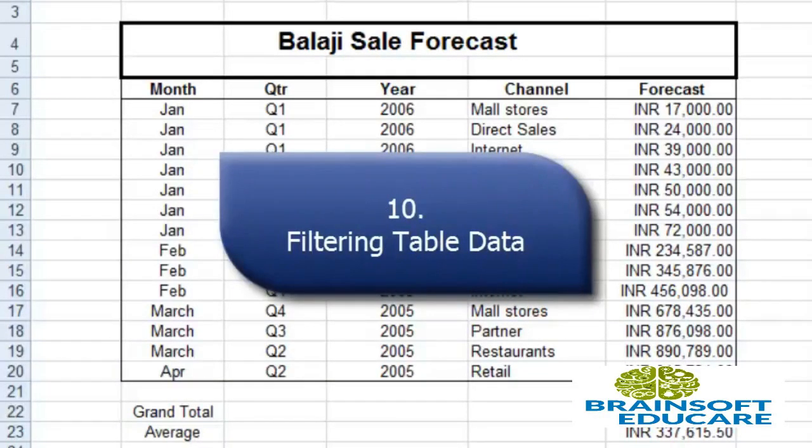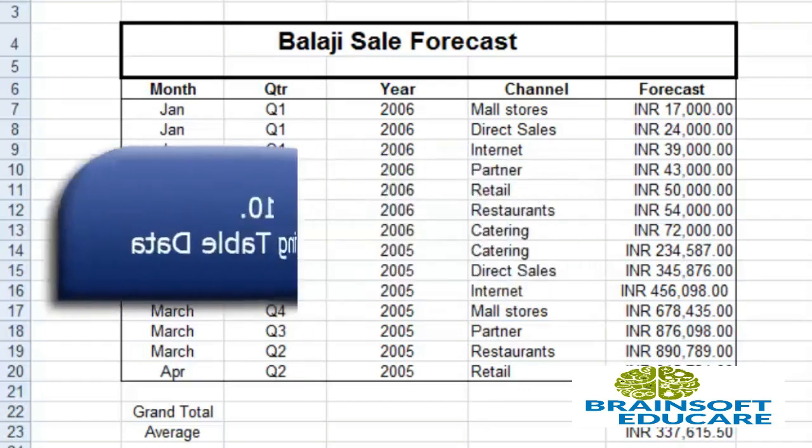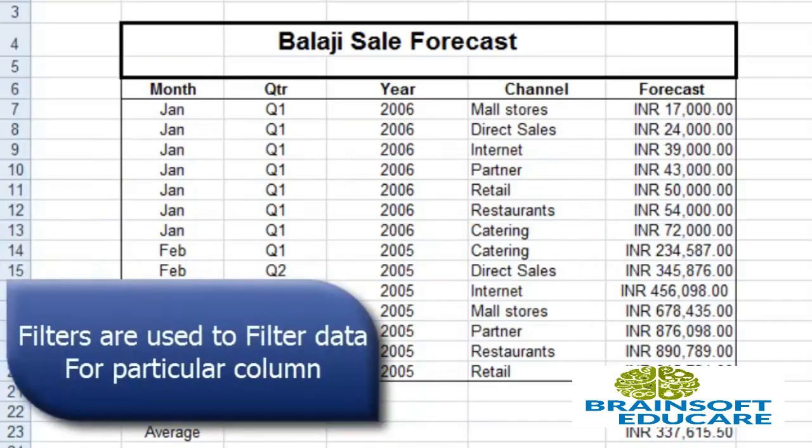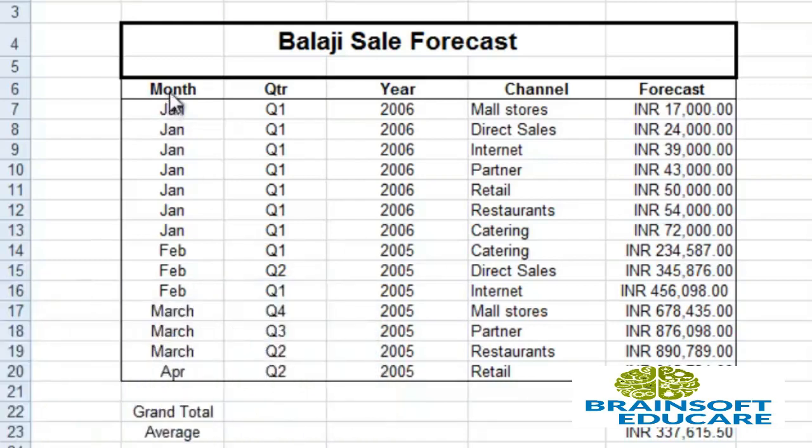Welcome friends, in this video tutorial we will learn about filters and how to set filters on our particular column. So filter is a type of functionality provided by Excel which we can set on a particular column for the filtration of data. So if I set a filter on month, then I can select a particular month's data to see.